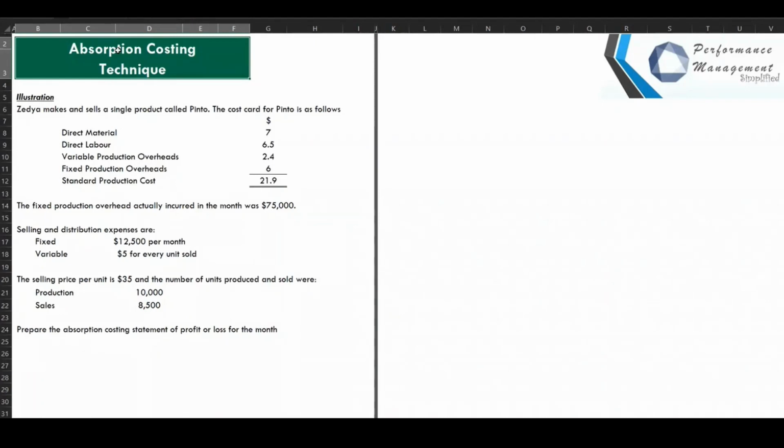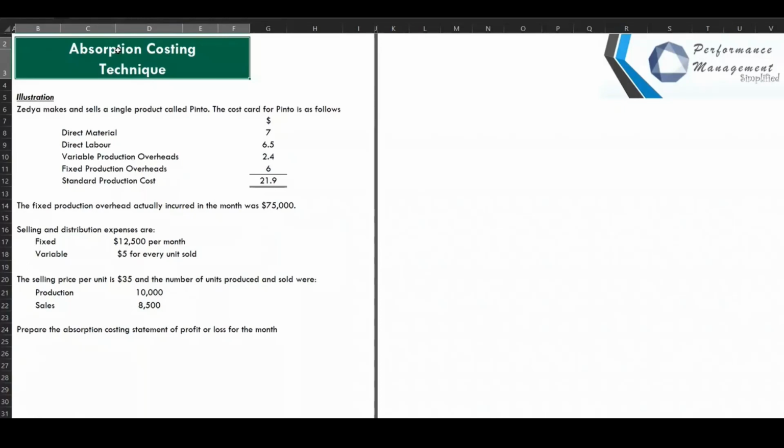Unlike the marginal costing technique, where we only use the variable production cost to value our inventory, in the absorption costing technique, we determine the entire product cost, meaning that what we have is the summation of the variable production cost and the fixed production cost as well. So we use that to value inventory, and all non-production costs are charged as a period cost.